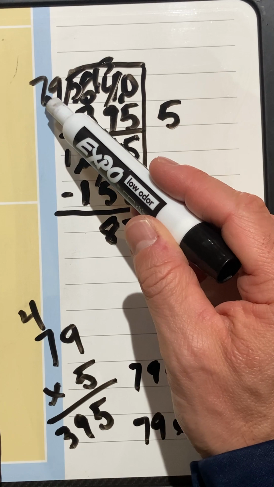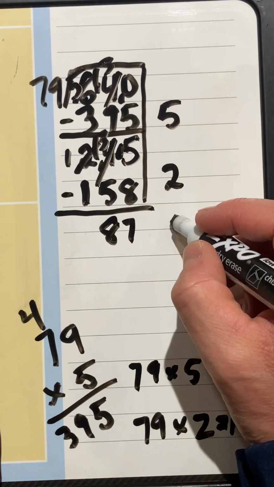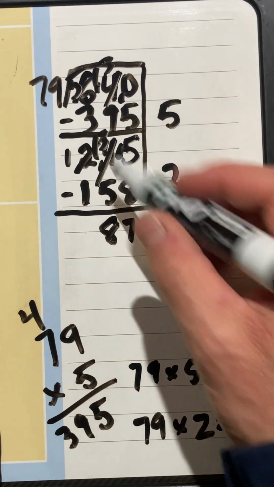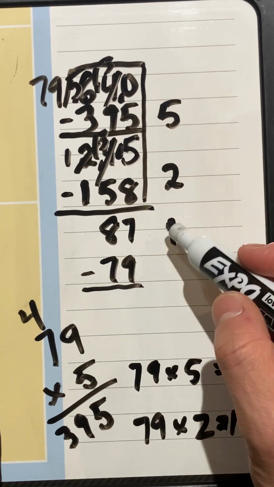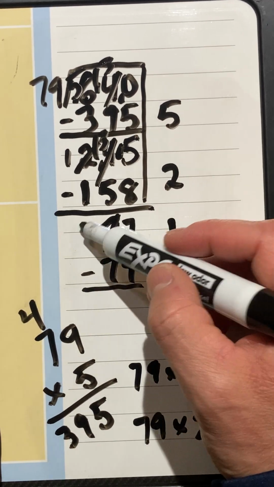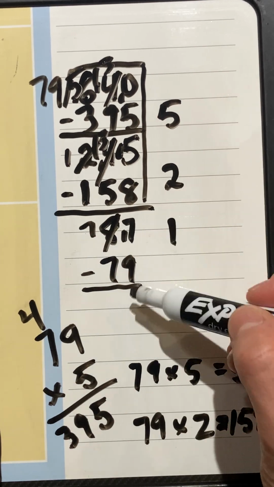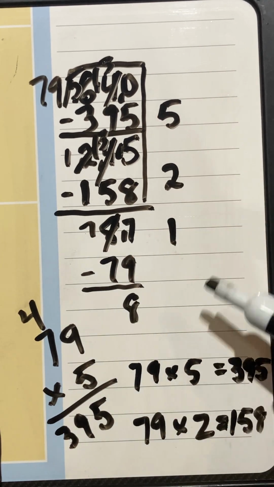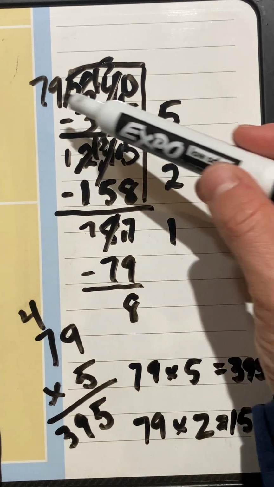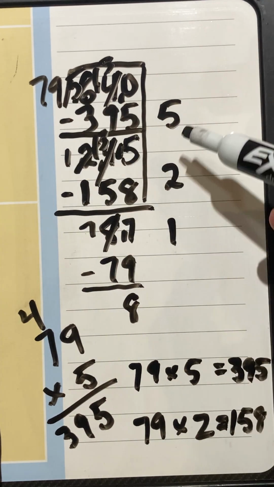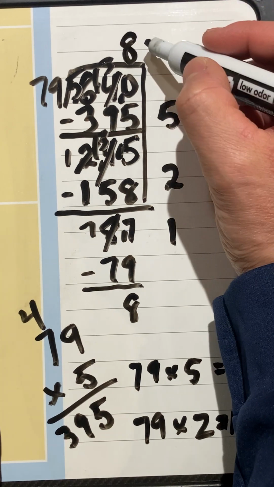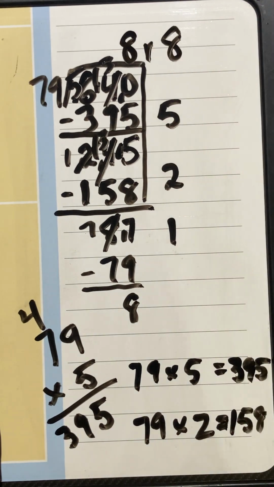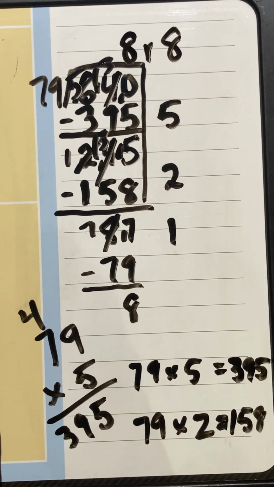There's one, I can get 79 from 87. 1 times 79 is 79. Subtract. 17 minus 9 is 8. So I can't do any more dividing. 5 plus 2 plus 1 is 8. So our answer for that one is 8 remainder 8.